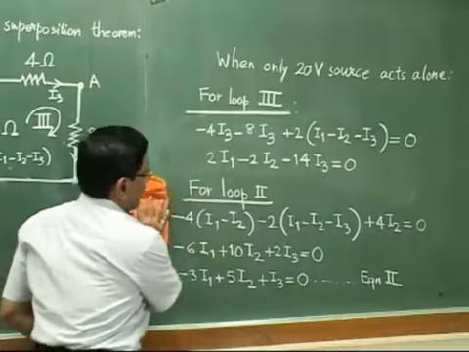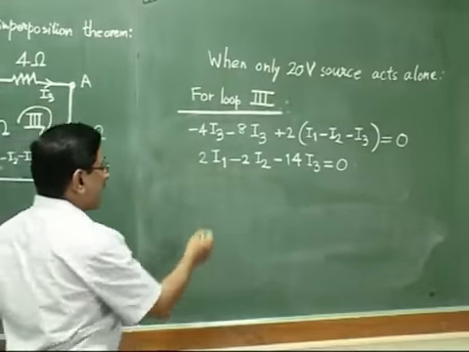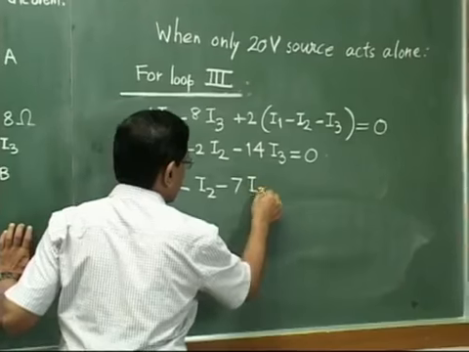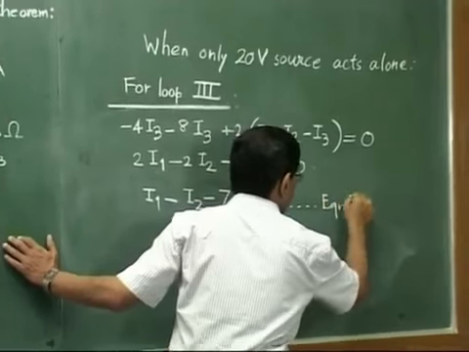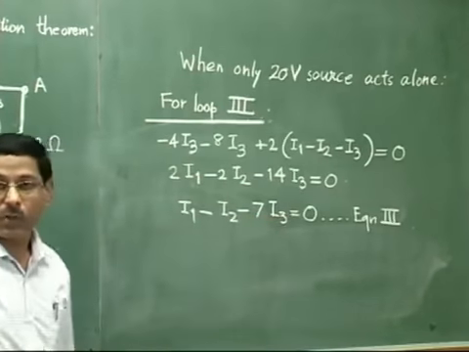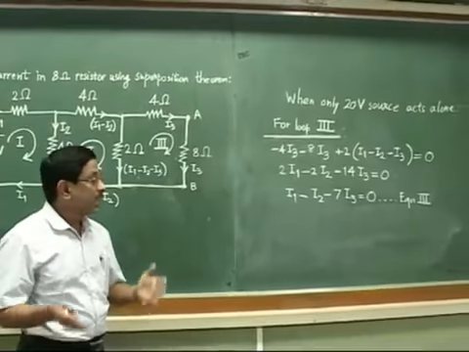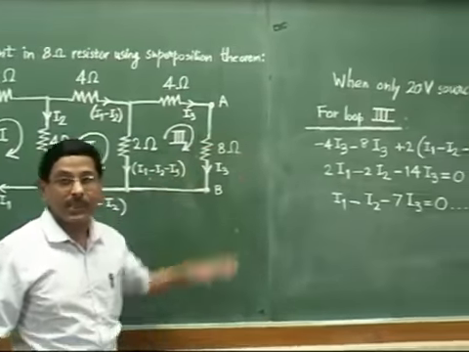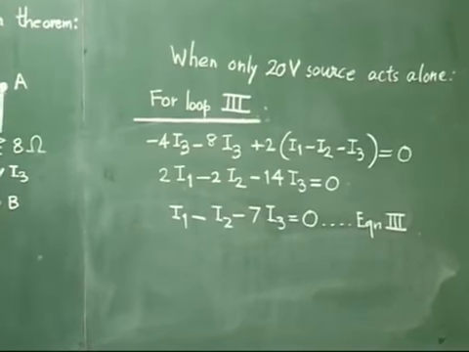Further you can simplify by just dividing by 2. So dividing by 2 we will get I1 minus I2 minus 7I3 must be equal to 0. So this will be our equation 3. So we have got 3 equations. Our next job is to solve these 3 equations simultaneously and find out the values of I1, I2 and I3. Now let us not waste the time in solving the equations here, because we have to move ahead to the next step. We have to finish it up in the limited time period.